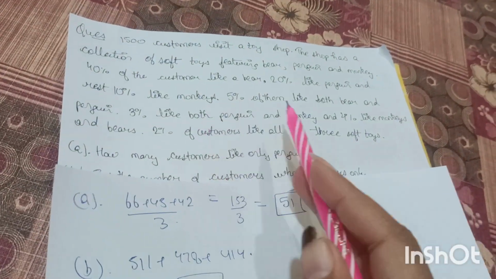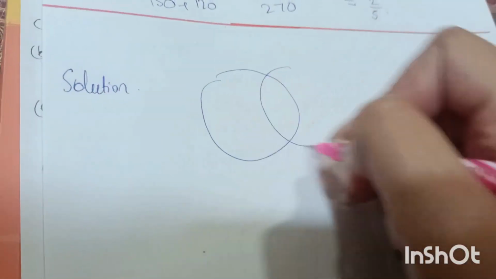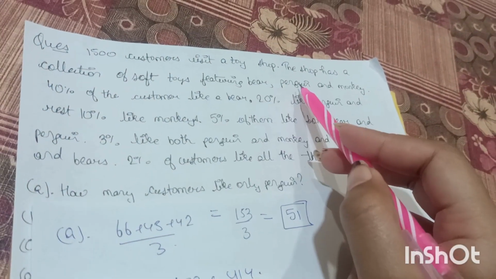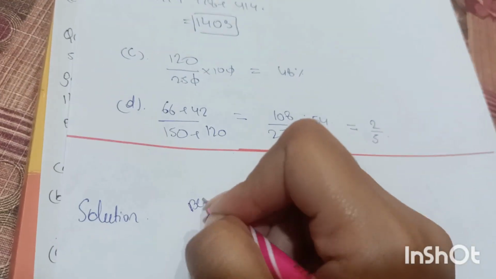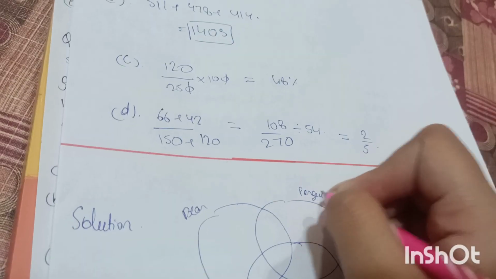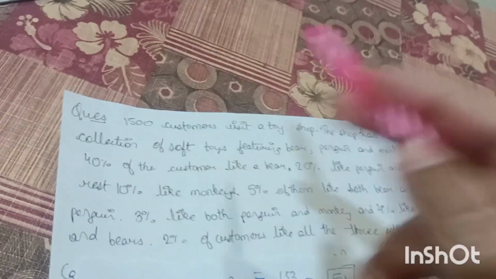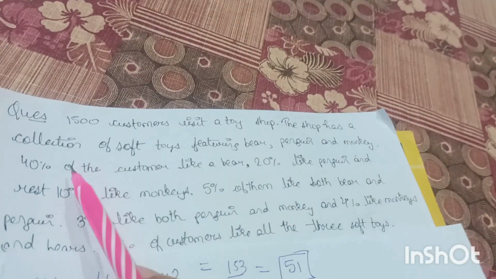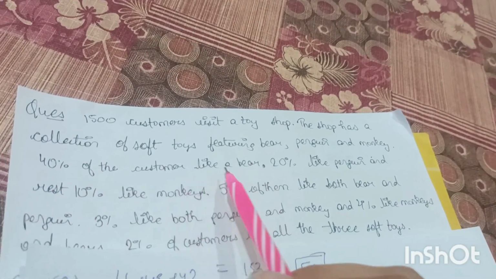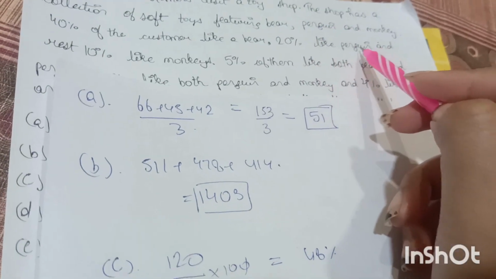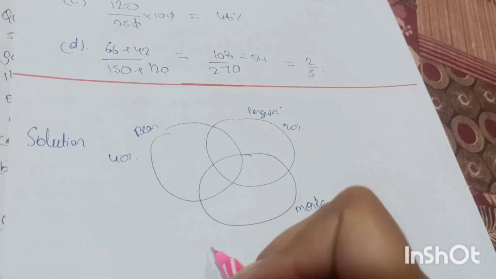Now for solving this question, first let's make the Venn diagram. The Venn diagram will be made like this. The three things you have been given are bear, penguin and monkey. So let's put bear, penguin and monkey. And the total value is given as 1500. So let's see. 40% of customers like bear, 40% in total, not only. 20% like penguin. And 10% like monkeys.